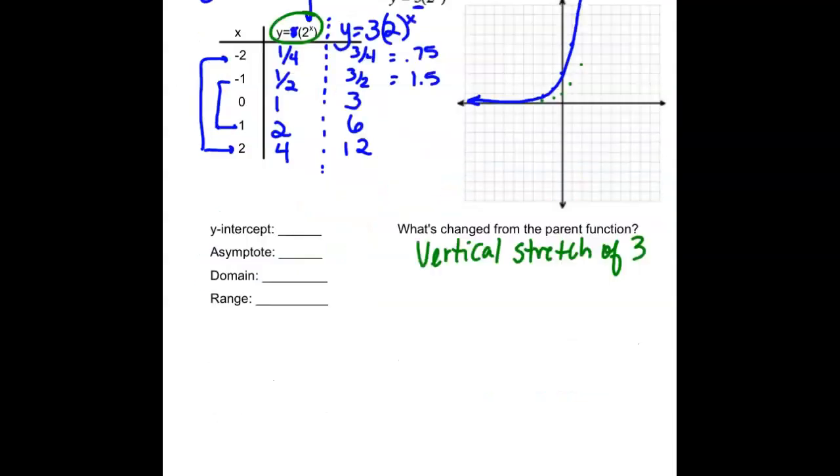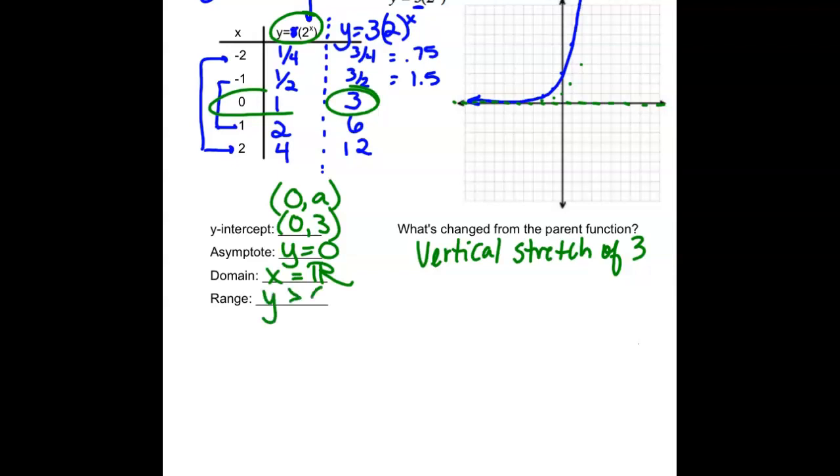Okay? So our y-intercept, again, is the value for y when x is 0, which ended up being a 3. And it's always going to be that (0, a). In this case, our a value was a 3. Our asymptote, though, stayed at the x-axis, which is that equation y equals 0. Our domain, just like yesterday, all real numbers. Our range, our y values are all going to be positive. They're going to be above that x-axis. So y has to be greater than 0.